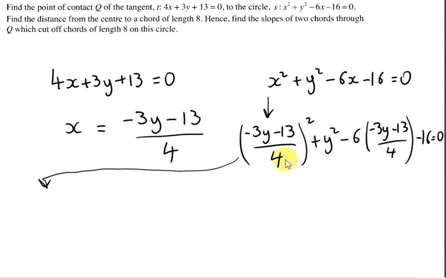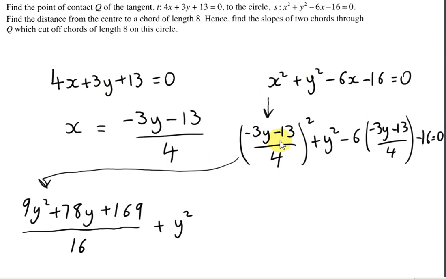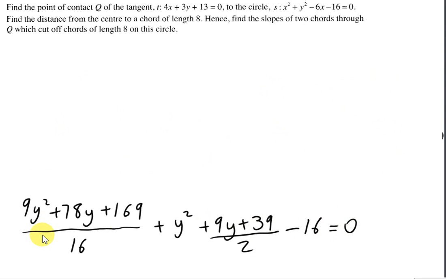We have to expand this out. That's what we get for this term. We have to multiply minus 6 over 4 by minus 3y minus 13. We can simplify this a little bit. So we multiply minus 3 into minus 3y minus 13. That's plus 9y plus 39, divided by 2. Now I will multiply all of this equation by 16 to get rid of the denominators.